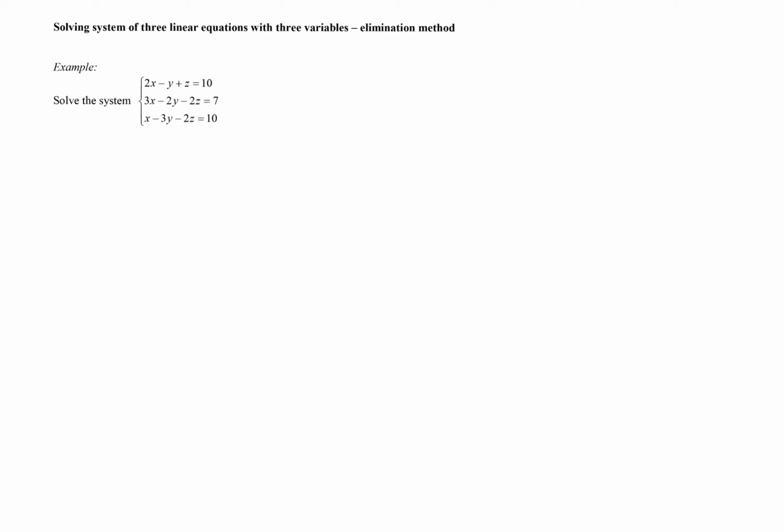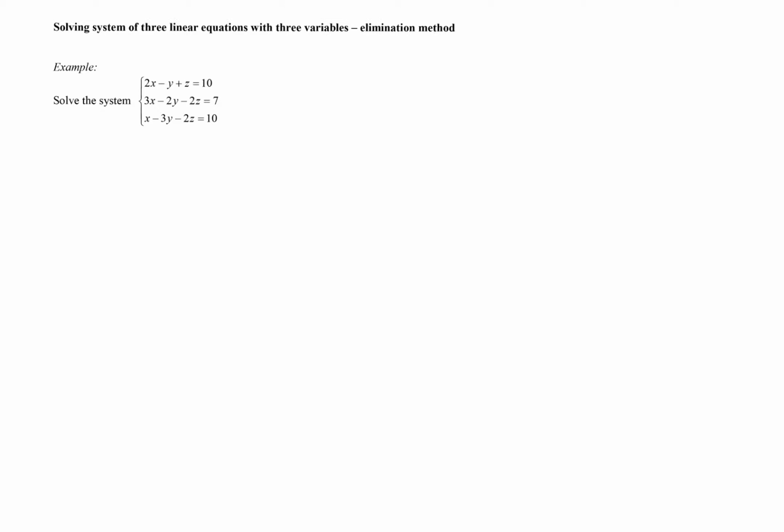Systems of three linear equations with three variables can also be solved using the elimination method. We use one of the equations to eliminate one of the variables in the remaining two equations. Those remaining two equations will become equations with two variables only, which we solve using the elimination method.